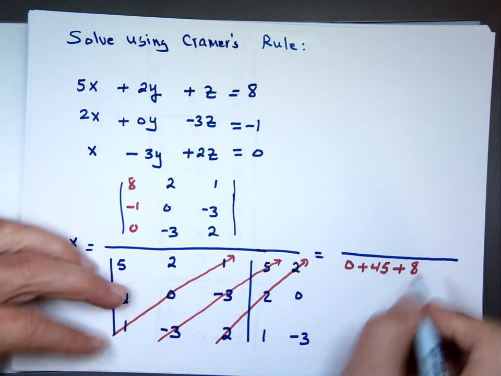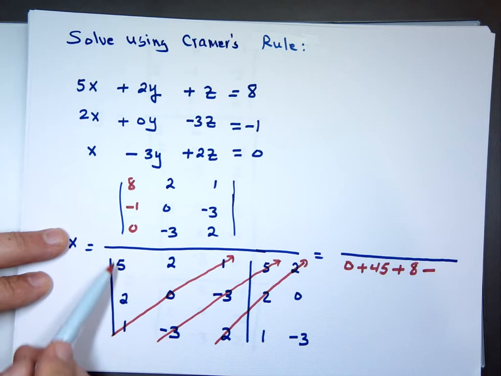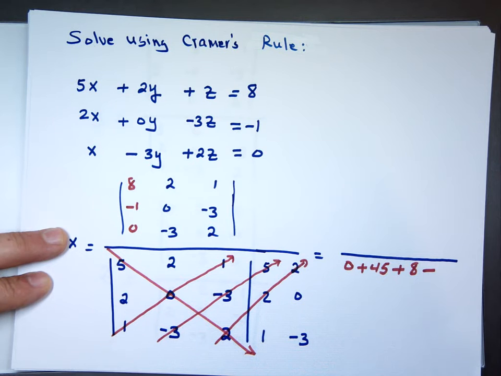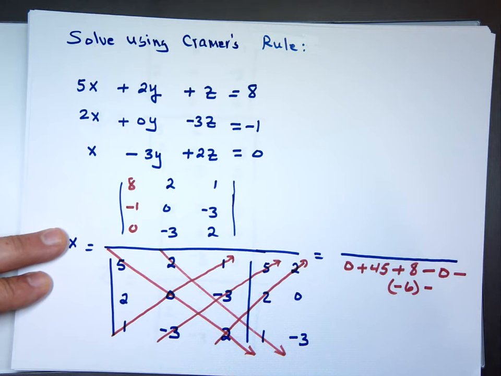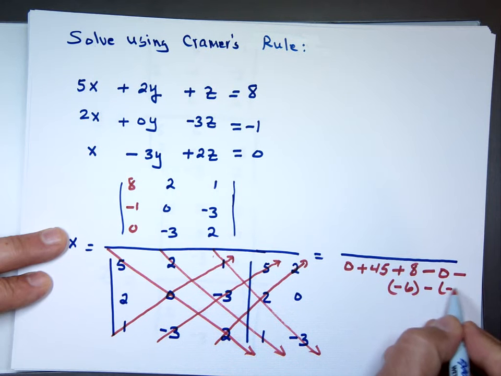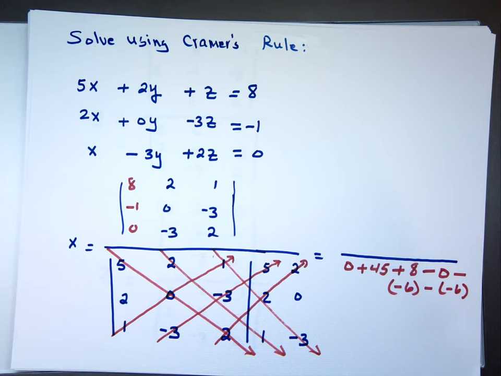Now we do the minuses. Minus this, which is what? 0, minus this one, which is what? -6, minus this one, which is what? -6. So what's the bottom equal to? 45 plus 8 plus 6 plus 6. It is 65 in the bottom.